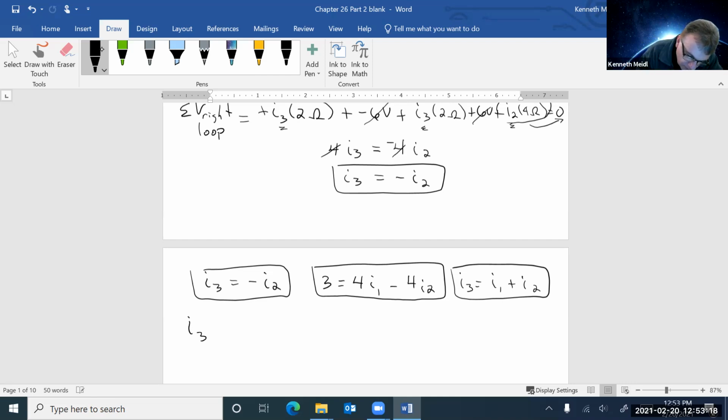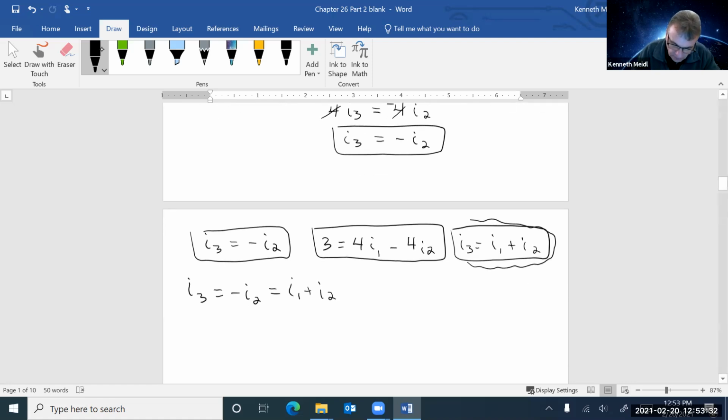I3 equals minus I2. But I3 from this equation also equals I1 plus I2. And so if I get this right here and I move it over here, I'd have minus I2, and I would subtract another I2 equals I1. And so I guess this is minus 2 of those currents equals I1.